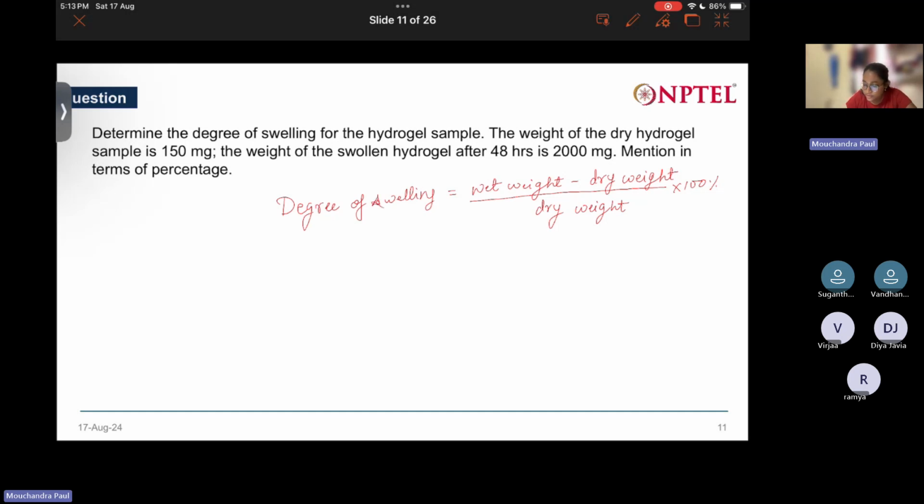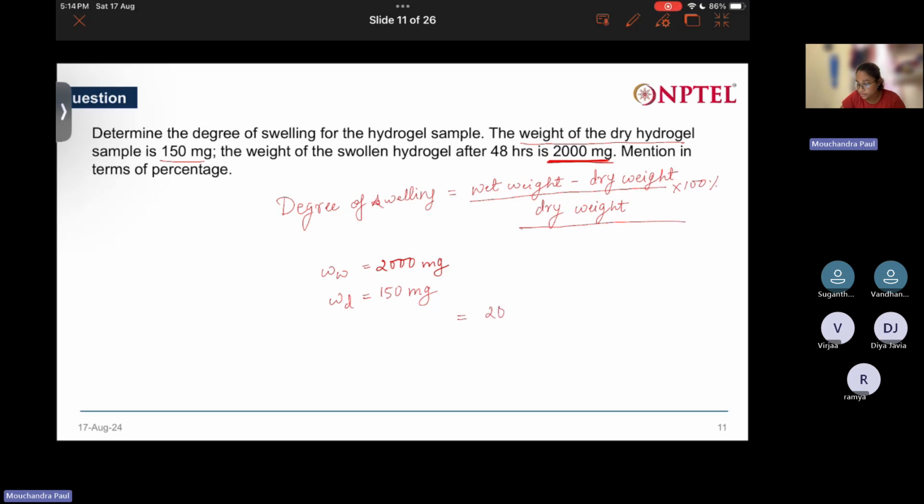So in the question, we are given the weight of dry hydrogel, it is 150 mg. Wet weight we don't know, but dry weight we know. It is 150 mg. And the weight of swollen hydrogel after 48 hours is 2000 mg. So this is the value of wet weight. Now we just have to fit these values in this equation and we'll get the degree of swelling. Okay.